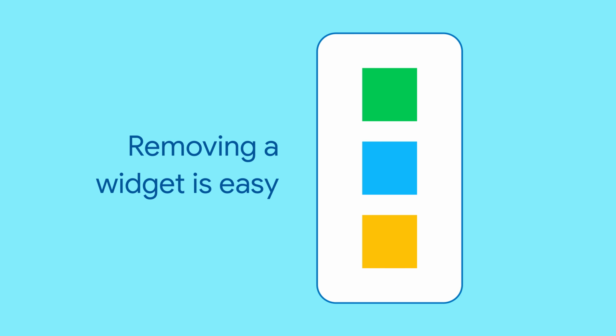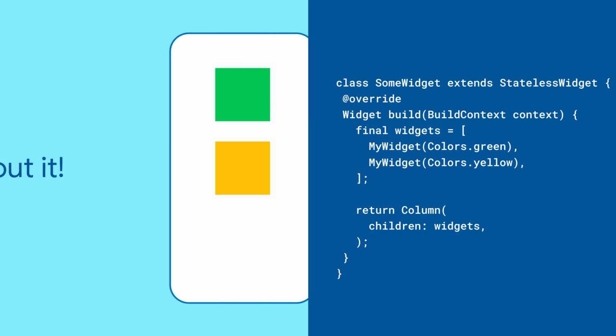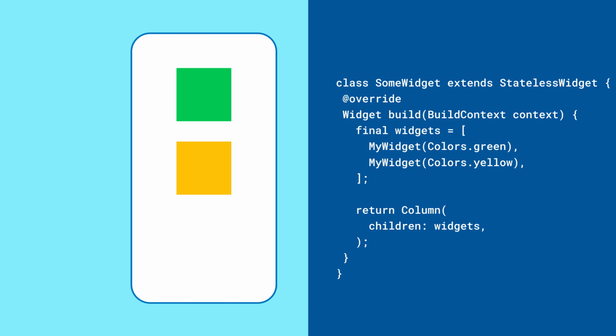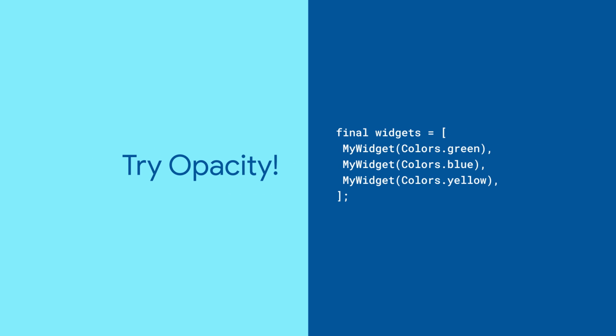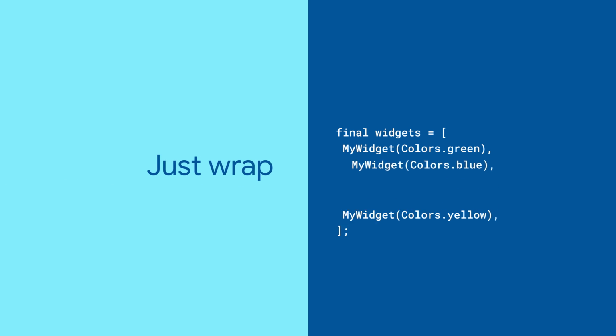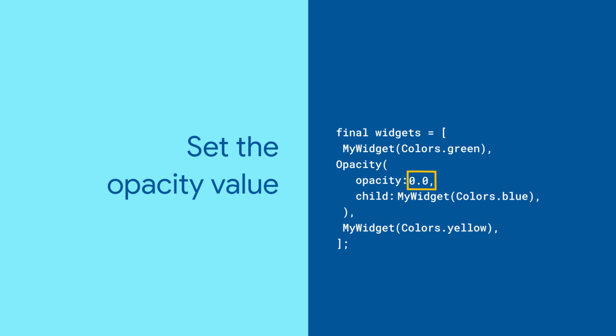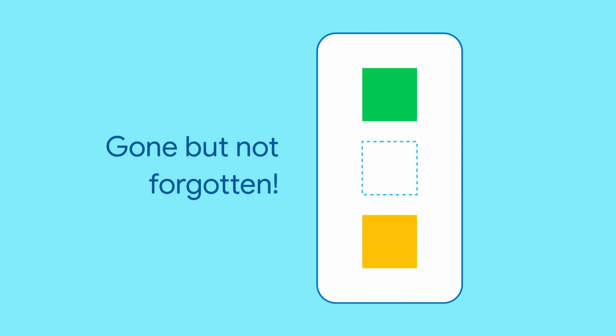With Flutter, removing a widget completely is easy. You just rebuild without it. But what if you need that widget to disappear, but still take up space, so the rest of your layout stays where it is, the way iOS's hidden and Android's invisible work? Try an Opacity widget. Just wrap your widget with Opacity, set the value to 0, and you're all set.